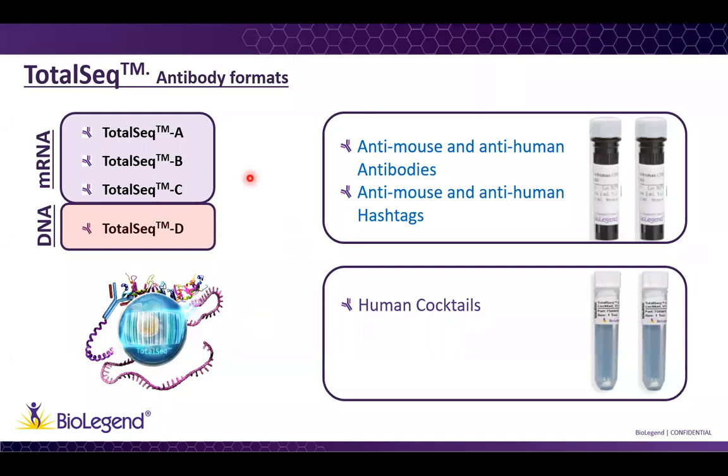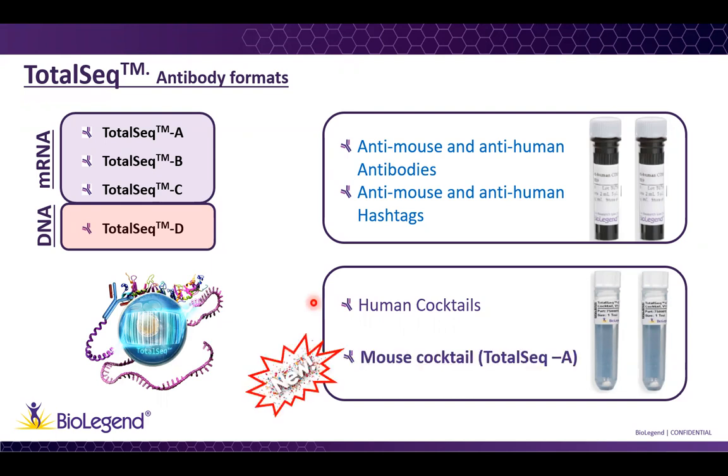You may remember that TotalSeq antibodies come in 4 different formats: TotalSeq A, B, C, and D, where TotalSeq A, B, and C can be paired with single-cell RNA-seq, and TotalSeq D can be paired with single-cell DNA-seq profiling. In our catalog, we have anti-mouse and anti-human individual antibodies in all different formats. We also have predefined cocktails. We have the human cocktails in all formats, A, B, C, and D. And recently, BioLegend launched the first anti-mouse cocktail in a TotalSeq A format. And new anti-mouse cocktails for TotalSeq C and B are expected to be released during this 2022.